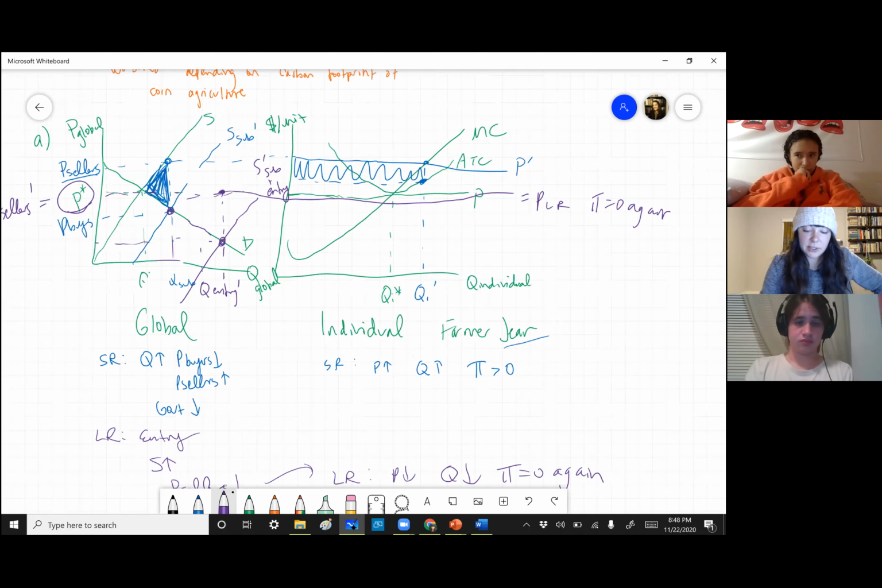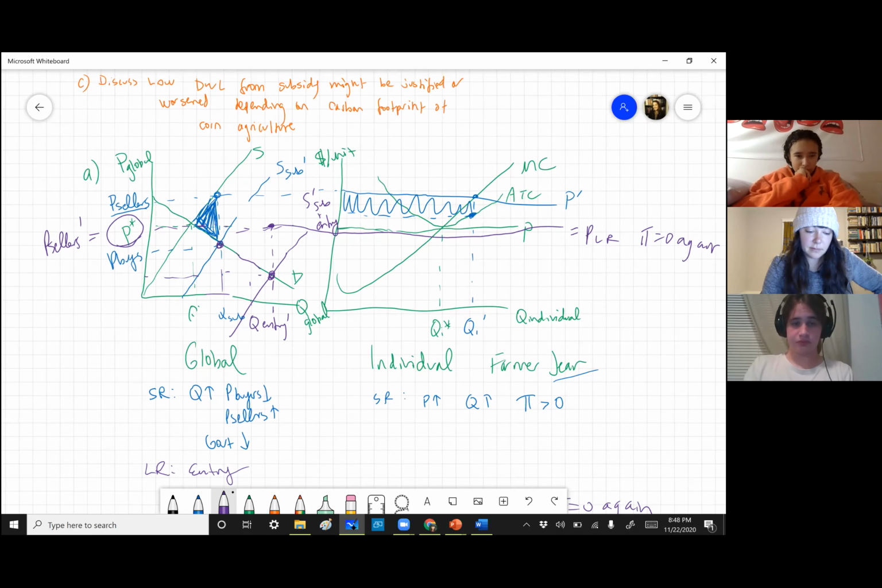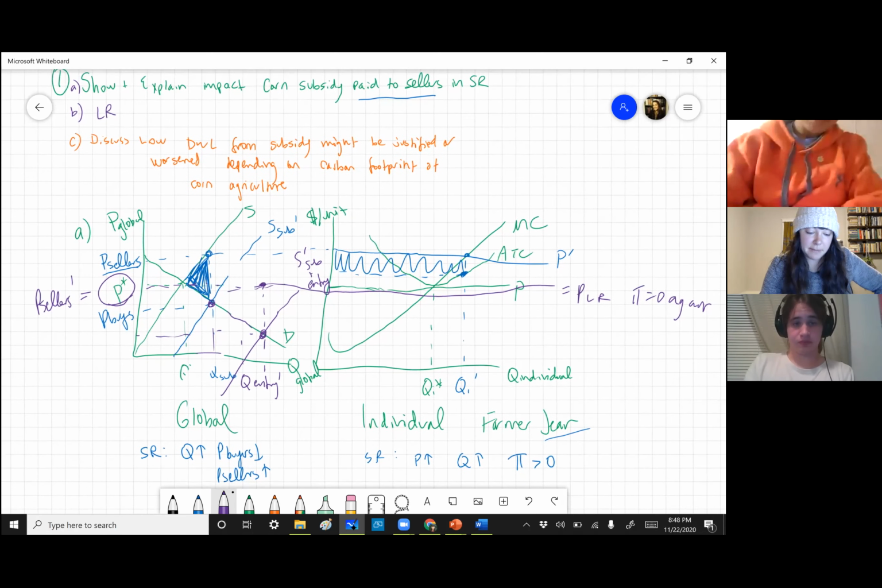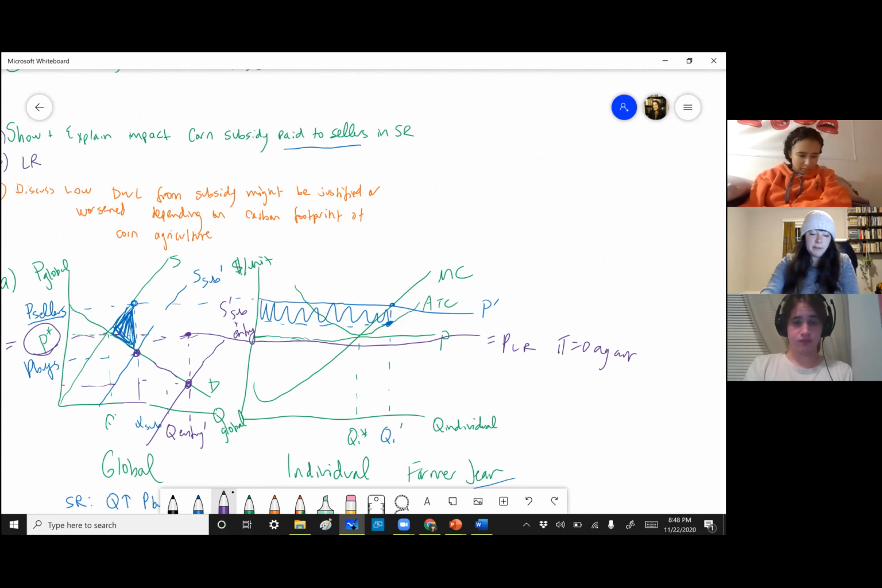Okay, so let's just think about the short run subsidy in blue because that was easier. And part C says, discuss how the deadweight loss from the subsidy might be justified or worsened depending on the carbon footprint of corn agriculture.